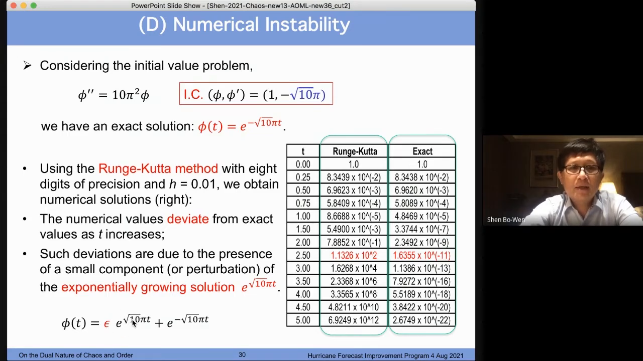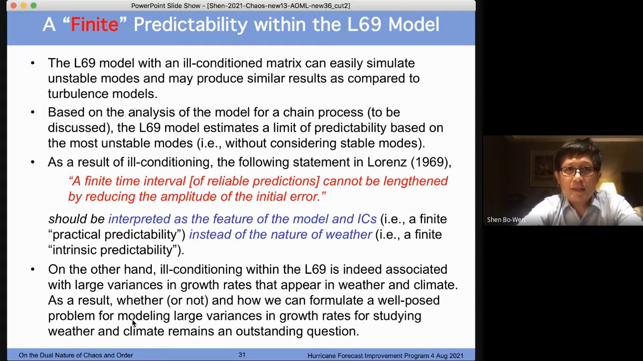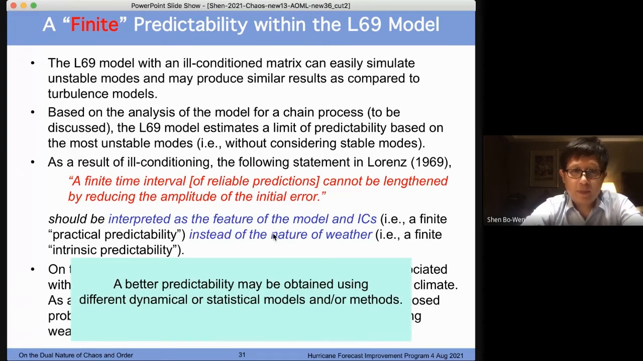Based on analysis of the 1969 model, it is ill-conditioned and easily captures numerical instability. As a result, major findings shown in red should be interpreted as the features of a model instead of the true nature of weather. It may represent partial nature of weather. So, an important message from this is that better predictability may be obtained using different models or methods.